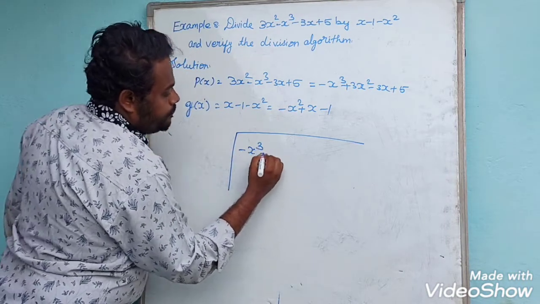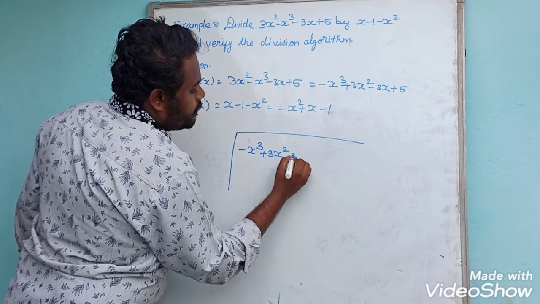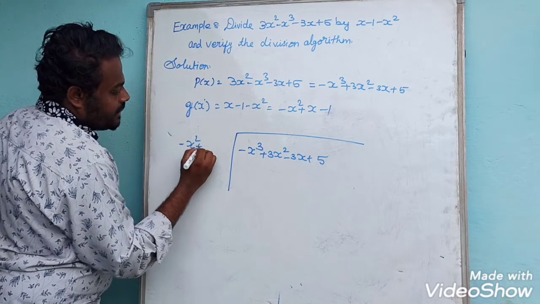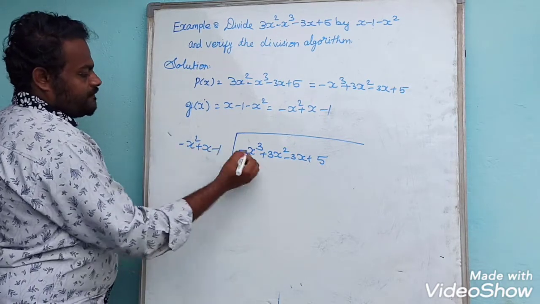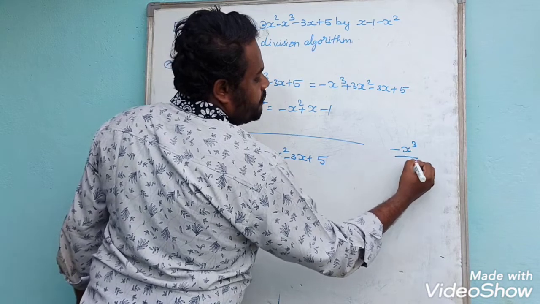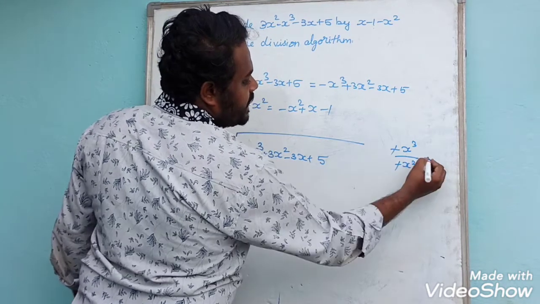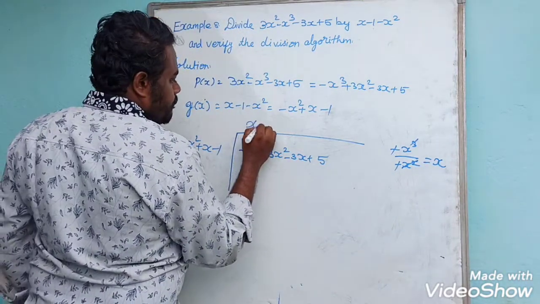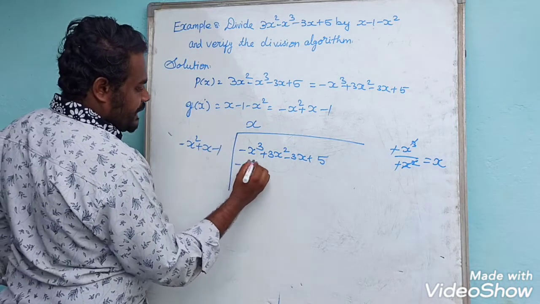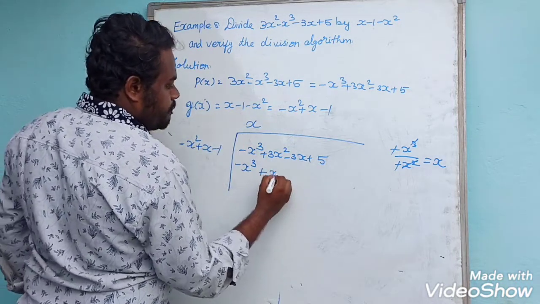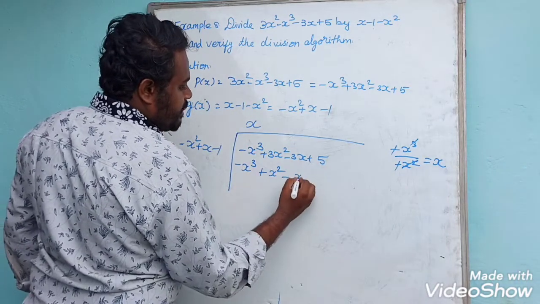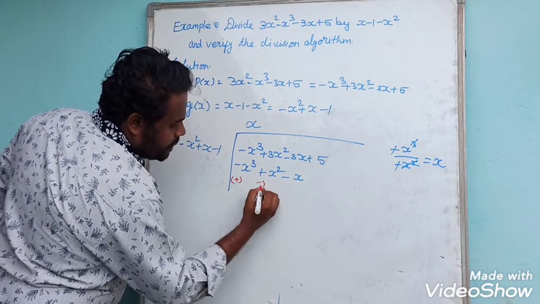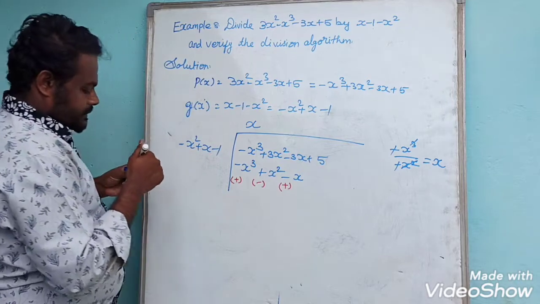Minus x cube plus 3x square minus 3x plus 5 can be divided by minus x square plus x minus 1. We compare the first term. Minus x cube can be divisible by minus x square, minus will get cancelled, then x square remaining, x. So first plus x: plus into minus, minus x cube; plus into plus, x square; plus into minus, minus x. So now we change the symbol. Minus becomes plus, plus 1 becomes minus, and then minus becomes plus.